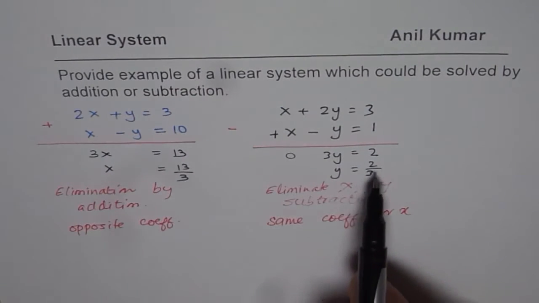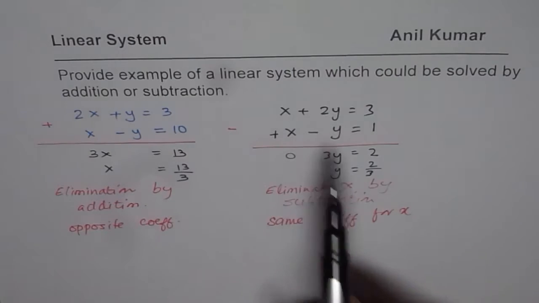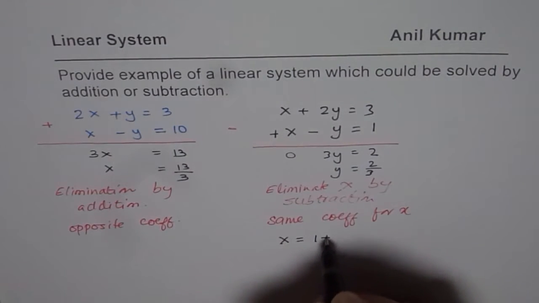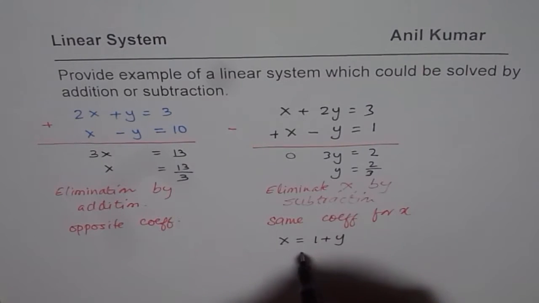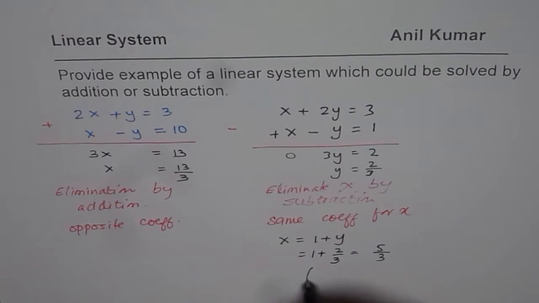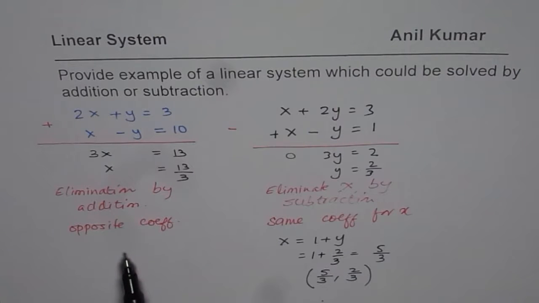Now since you have found what y is, you can always find x, right? So let me continue this time. x will be equal to 1 plus y, and we know what y is. So we have 1 plus 2 over 3, that is 3 plus 2, 5 over 3. So we get our solution as 5 over 3 for x and 2 over 3 for y. You can do the needful for the first case also, right? So in such cases we can perform elimination of one of the variables by simple addition or subtraction.